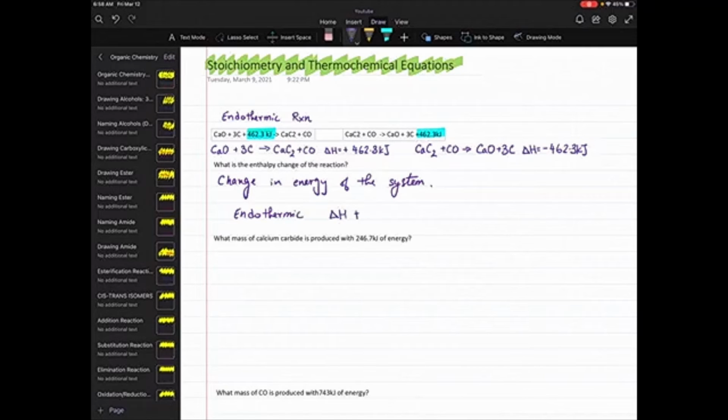And if the system releases energy, it is called an exothermic reaction, which means the energy was lost, and therefore the energy of the system would be reduced and delta H would be a negative value.